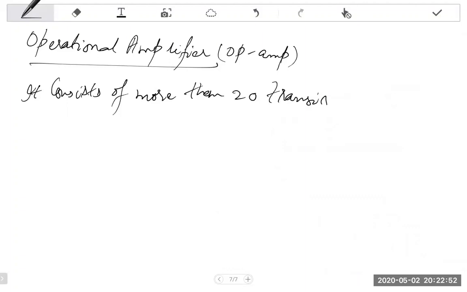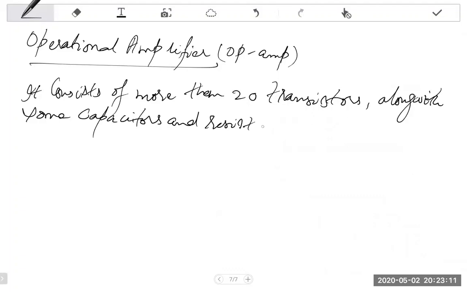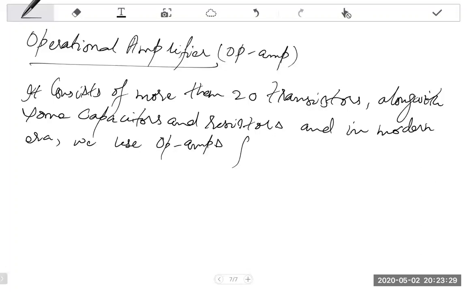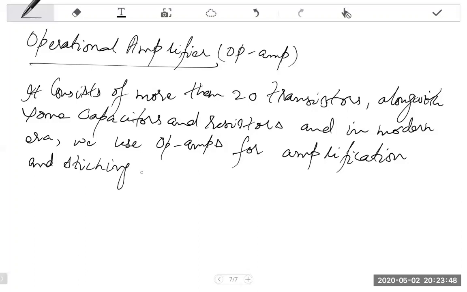Transistors along with resistors and modern era. Okay. It's just an introduction.